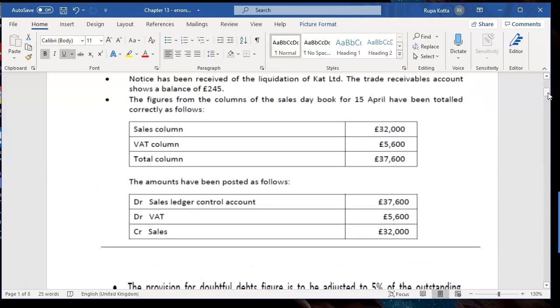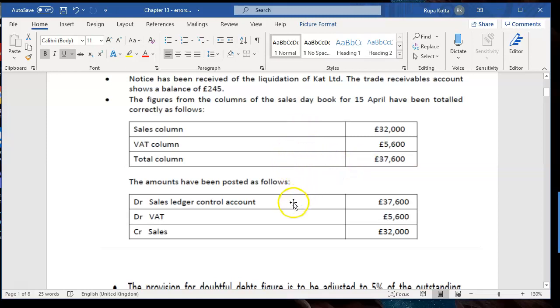Third double entry says, the figures from the columns of the sales day book for 15th April have been totaled correctly as follows. So you've got a sales day book and the items have been totaled correctly. Sales account is 32,000, VAT is 5,600 and the total is 37,600. As you know, the double entry is that sales and VAT account should be credited and SLCA should be debited.